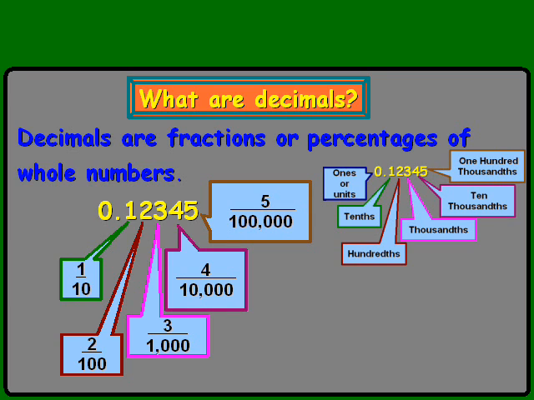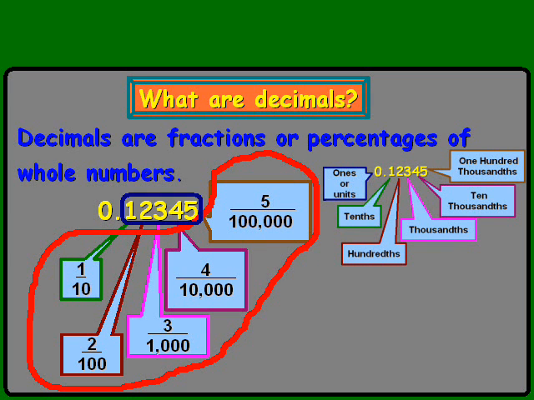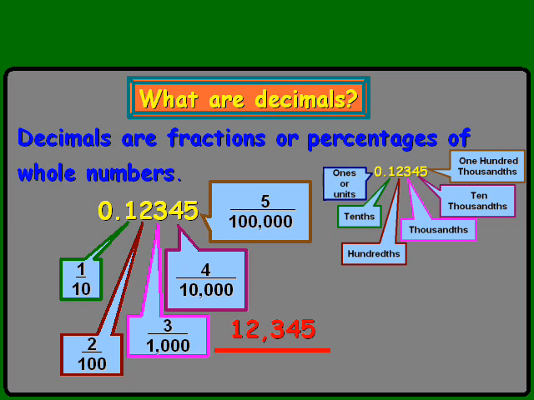Now, if we want to figure out what fraction this is, we go with our biggest number. So we'll add all these numbers up together. We'll have 12,345, and then we're going to divide that by our biggest number, which happens to be 100,000. So we'll rewrite that as the equivalent of 12,345 divided by 100,000.